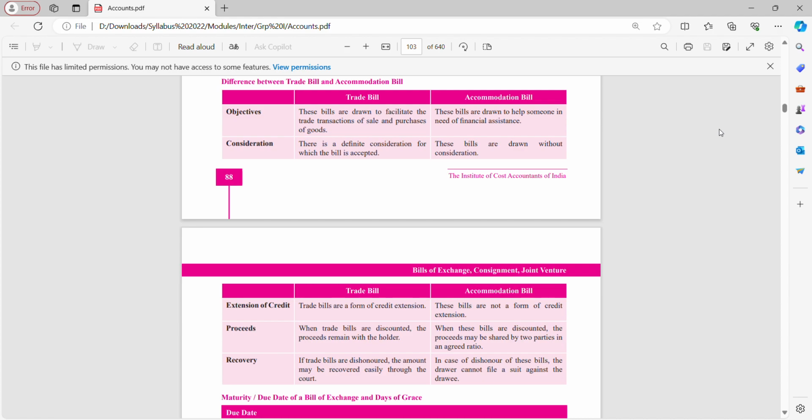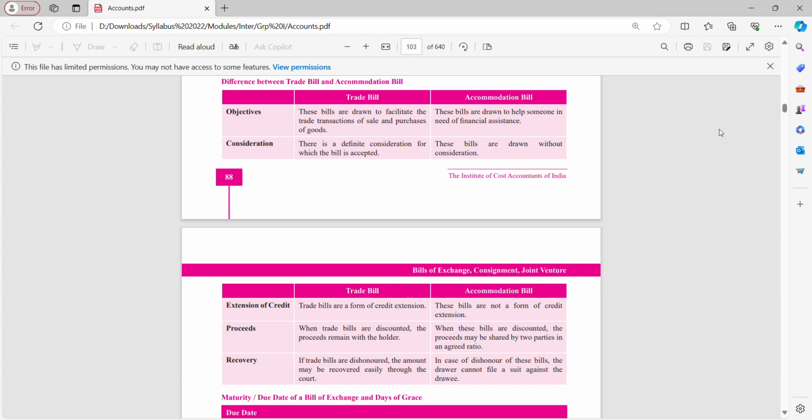The bills are drawn to help someone in need of financial assistance. That is accommodation bill. Okay, you want a loan, you are my friend. So we need some document between us. So on a piece of paper, I'll write down that Mr. A, my friend, borrowed 1 lakh rupees from me. So that's accommodation bill. Consideration. There is a definite consideration for which the bill is accepted. So 1,000 rupees, the sale transaction is of 1,000 rupees. So there is a definite consideration for which the bill is accepted.